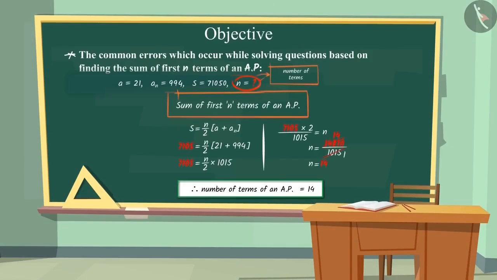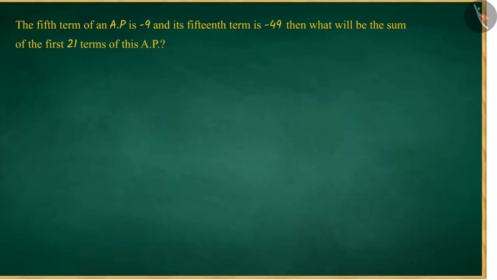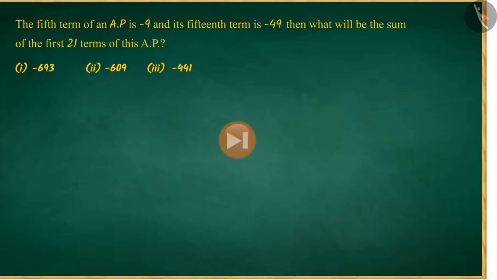In this video, we will see what are the common mistakes that can occur while solving these types of questions. The fifth term of an arithmetic progression is minus 9 and its 15th term is minus 49. Then what will be the sum of the first 21 terms of this arithmetic progression? Pause the video and solve the question and match your answer.